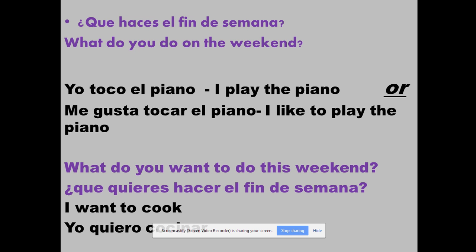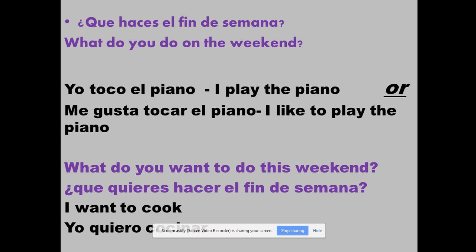So yo quiero cocinar. Now this just kind of opens up a whole new thing of how to write. So you can say I cook, I like to cook, or I want to cook. So that kind of helps you out in your sentence writing. Go ahead and push pause if you need to stay and write.